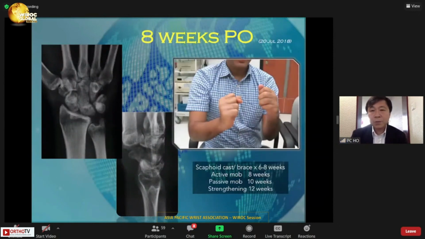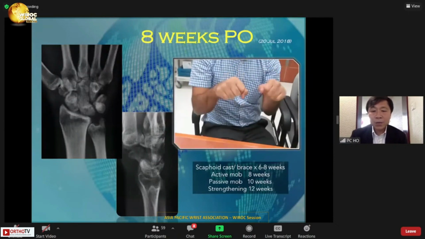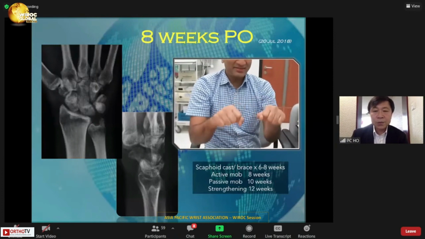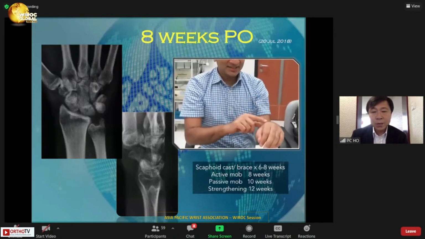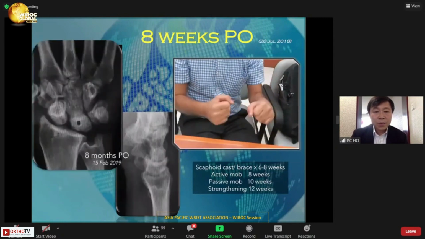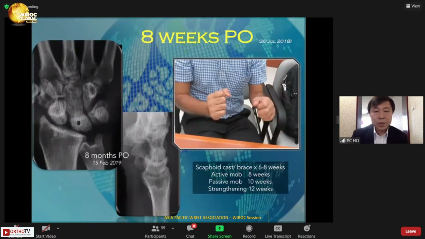So you see this patient, by about 8 weeks' time, has already had the pin removed. The patient is already enjoying quite a nice range of motion and also good results. So this is 8 months after the surgery. The result can be sustained.